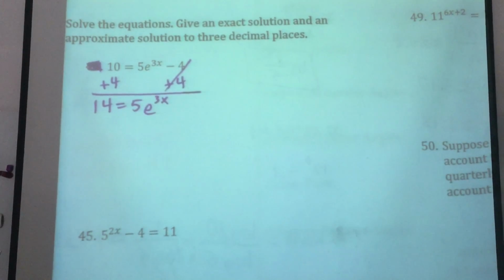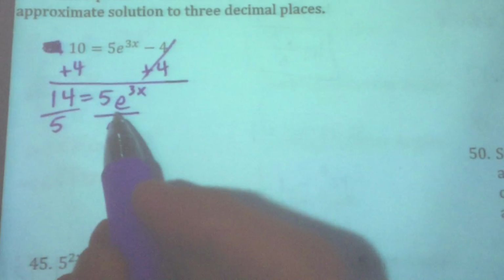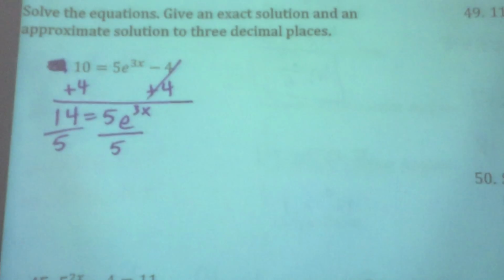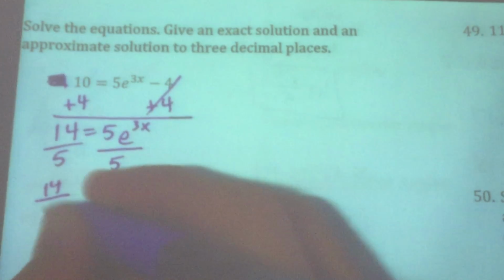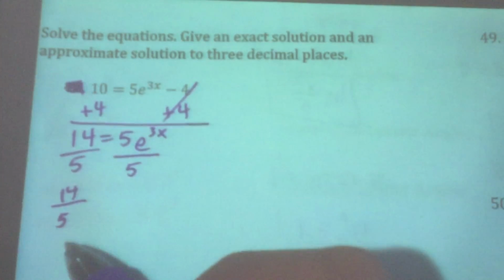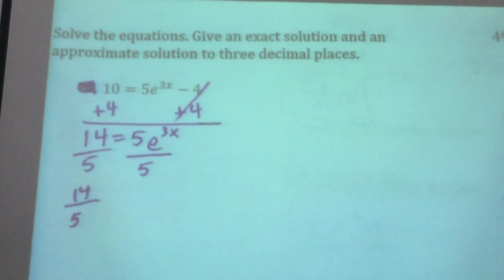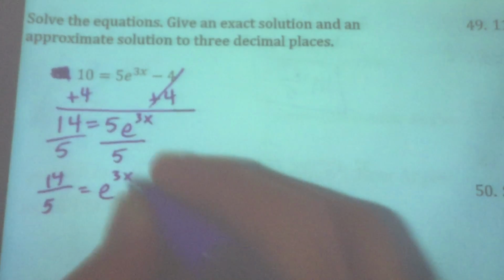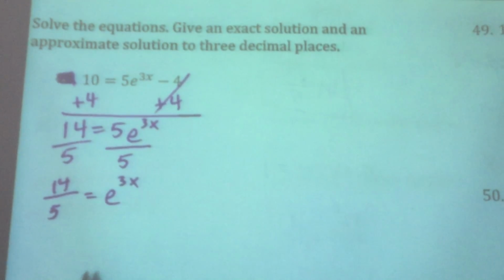Next, I'm going to get rid of the 5 by dividing it. Whatever is next to the base, your base is e in this case, whatever is next to the base, you're going to divide it out. That's the way you get rid of it. So it's 14 over 5. Now we want an exact solution, not an approximate solution. Actually, we do. We want both. But we want an exact solution first. So don't turn it into decimals. Just leave it alone until you're done. And then you can calculate it to get the decimal solution. Equals e to the power of 3x.